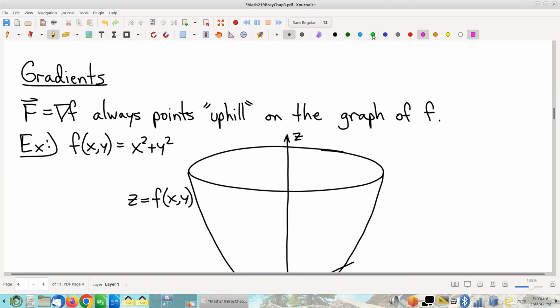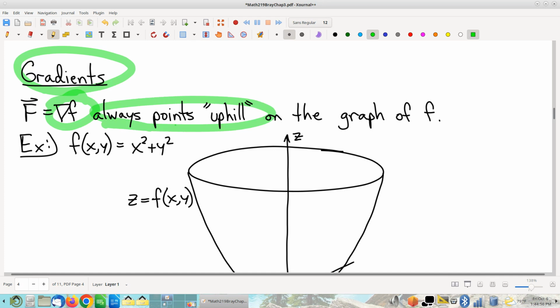Okay. Here is another example of a vector field. And I'm going to start off with something old that we talked about a while ago, gradients. That's this formula right here. And we know that they always point uphill on the graph. That's all old news. Oh, I'm sorry, question.